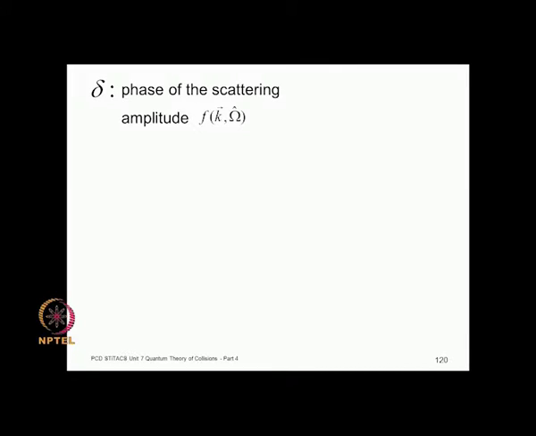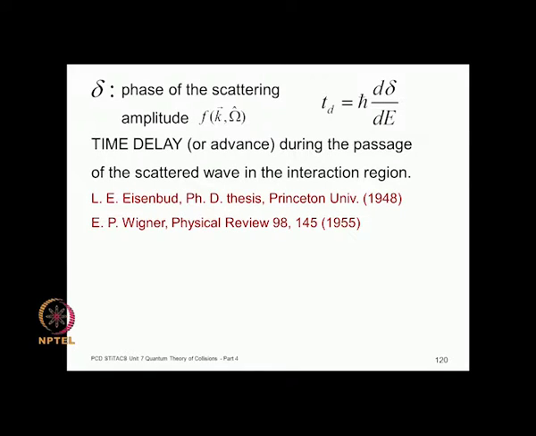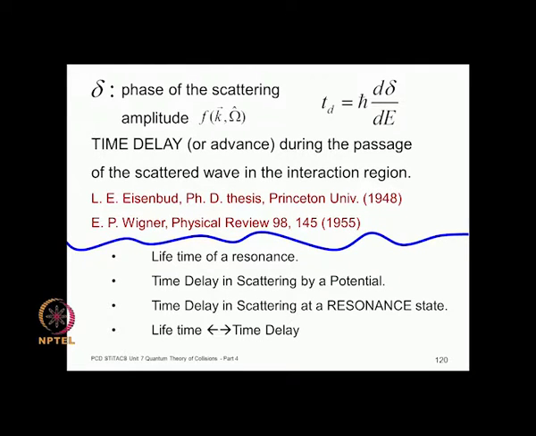So, here you have the phase of the scattering amplitude, and you have the time delay or advance during the passage in the interaction region, which is the region over which the scattering takes place. This was worked out in Eisenbud's PhD thesis, and then in Wigner's work, and then Smith has some nice papers on it, and there has been a lot of work on it over the years in various domains of atomic physics, nuclear physics, and various applications in quantum collision theory.